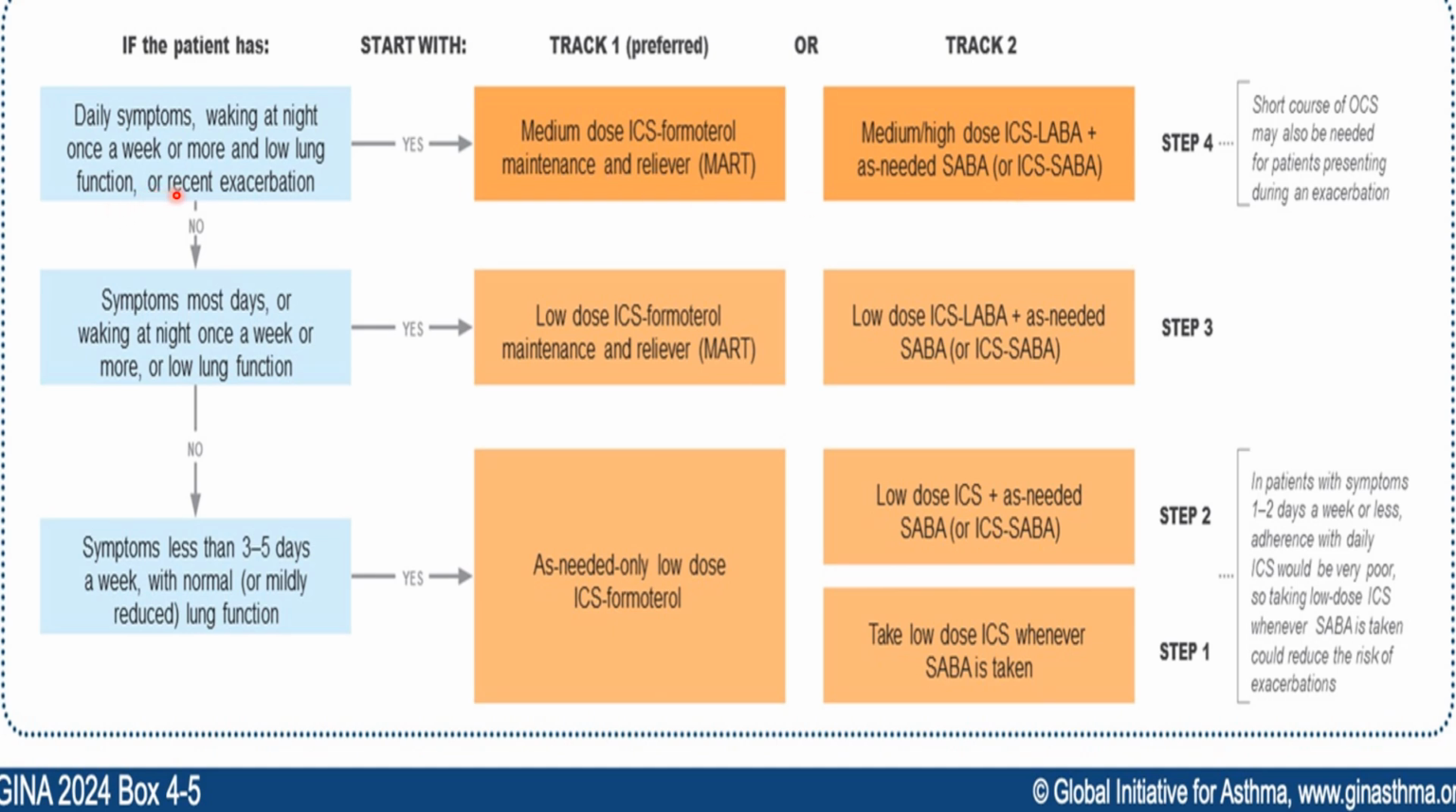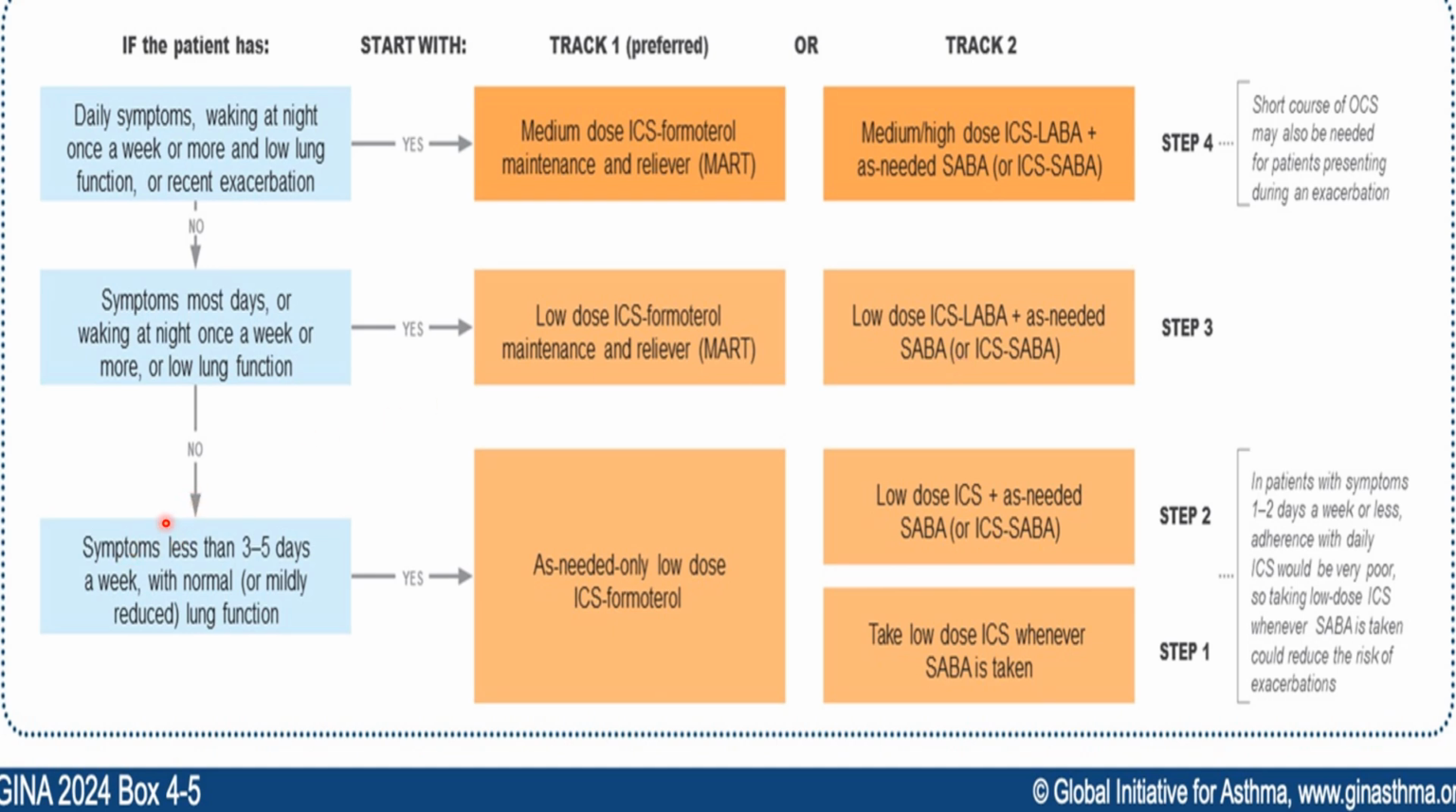Then no, this patient is not waking up. So symptoms are most days, or waking up at night once a week or more, or low lung function. So yes, then you use low-dose ICS-formoterol for maintenance and reliever. If you don't have this option, alternatively use track 2, that is low-dose ICS-LABA plus as-needed SABA, or better if you have ICS-SABA.